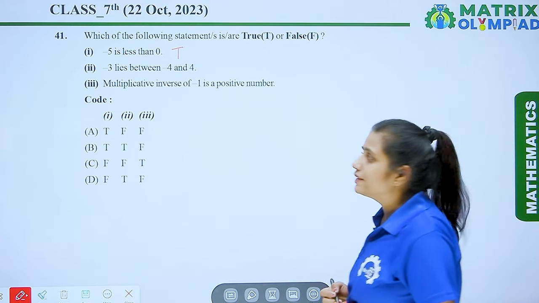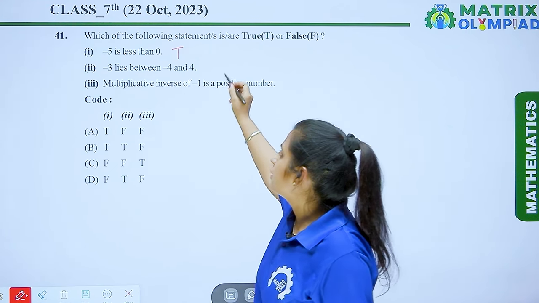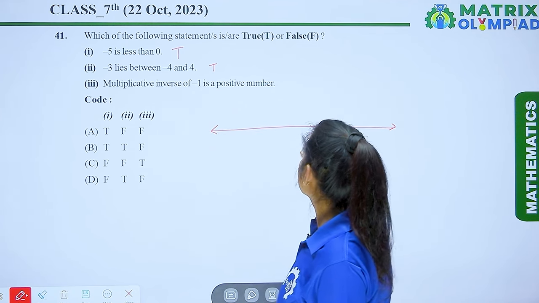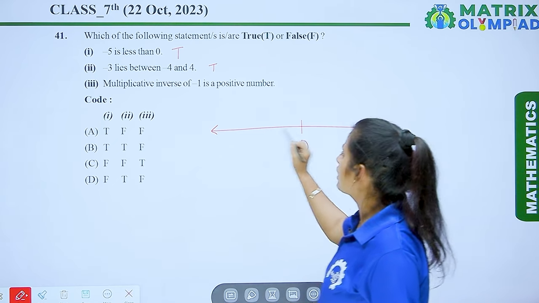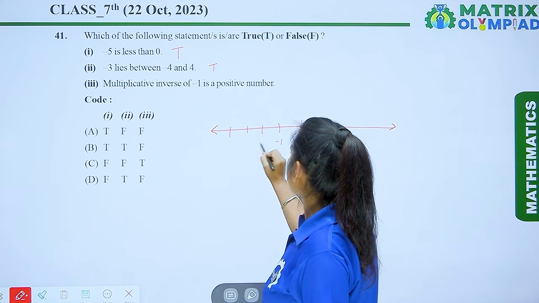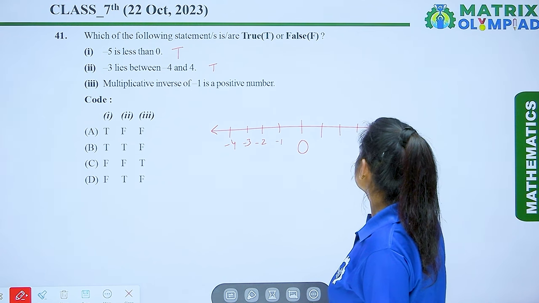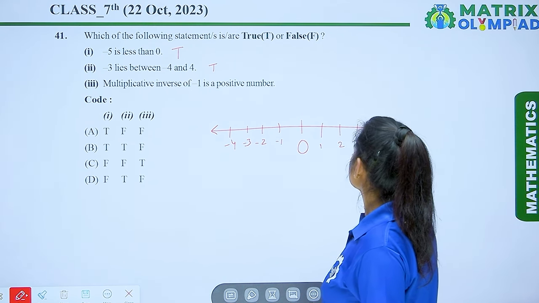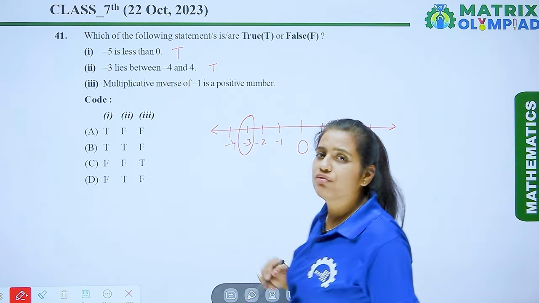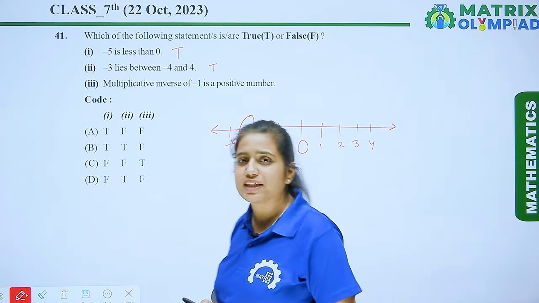Now, the next statement is negative 3 lies between negative 4 and 4. Yes, this statement is also true, because on a number line, we can see that here it is 0, negative numbers are on the left hand side, negative 1, 2, 3, negative 4, and positive numbers are on the right side. Here negative 3 lies between negative 4 and positive 4. So, second statement is true.